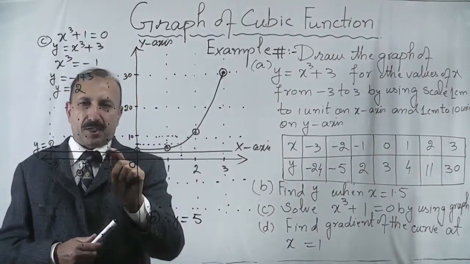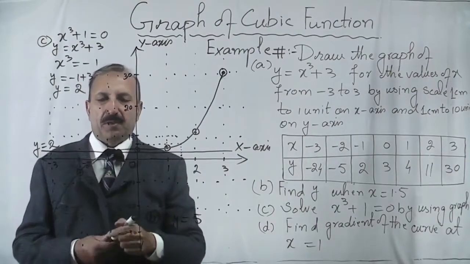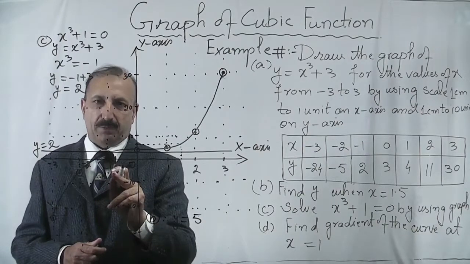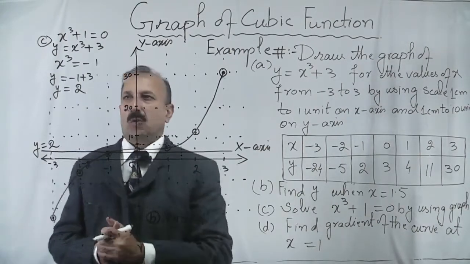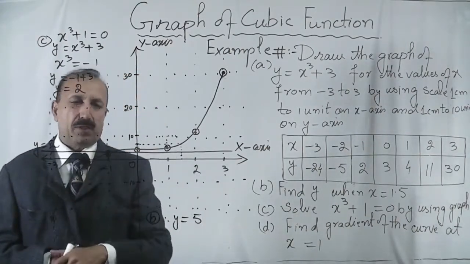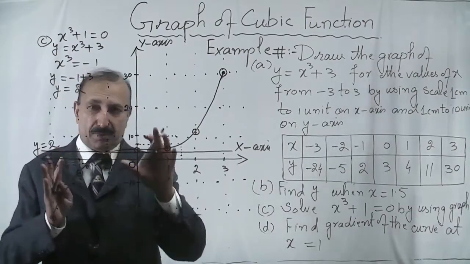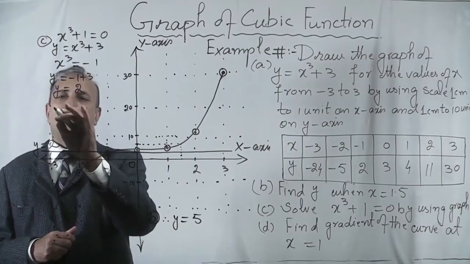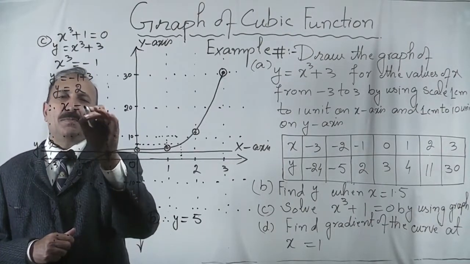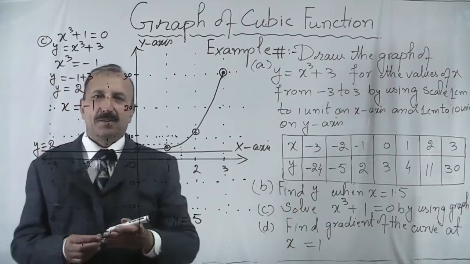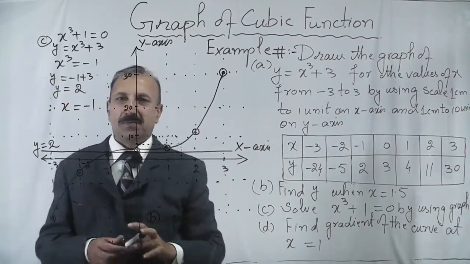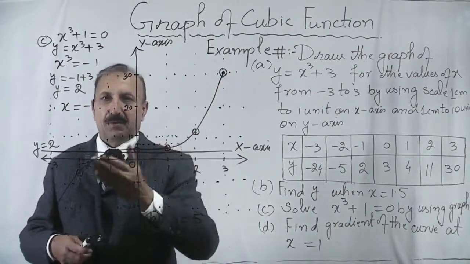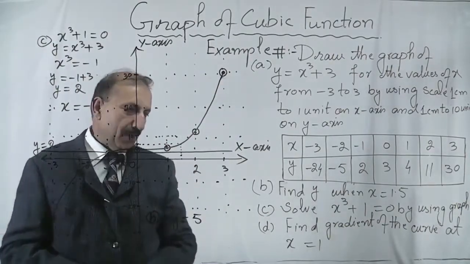This line is intersecting our curve at this point. At this point, the value of x is -1. So, the answer for cubic equation in this graphic question is, therefore, x is equal to -1 is the solution for this particular equation with the help of this graph that we have already drawn.